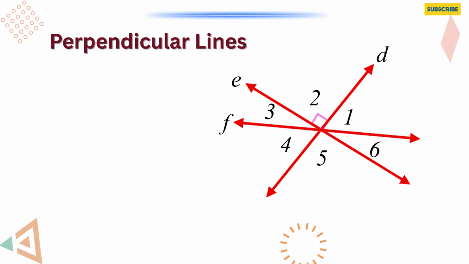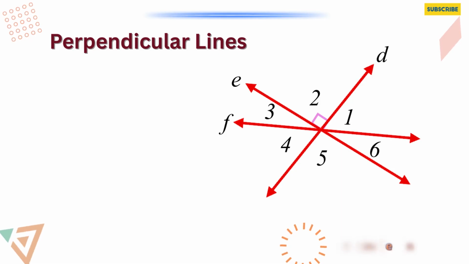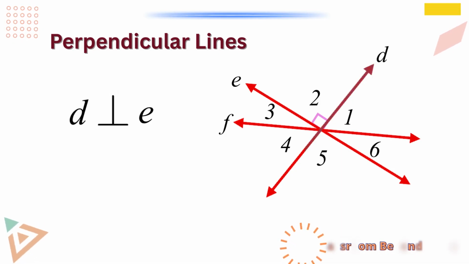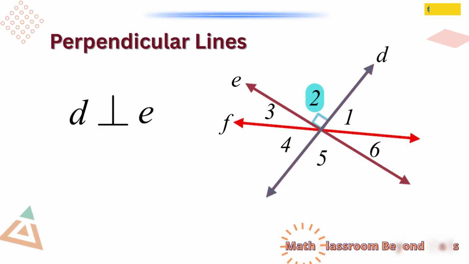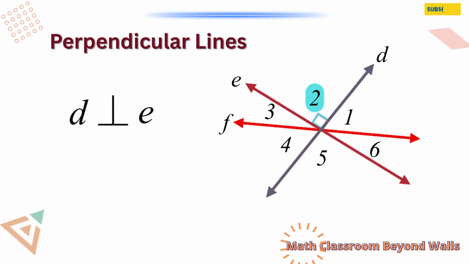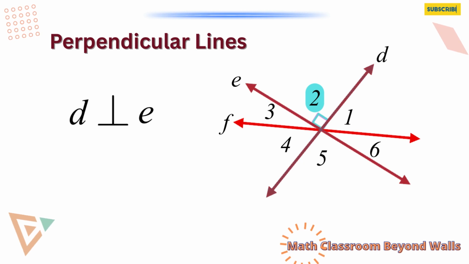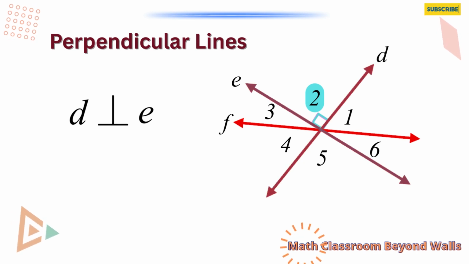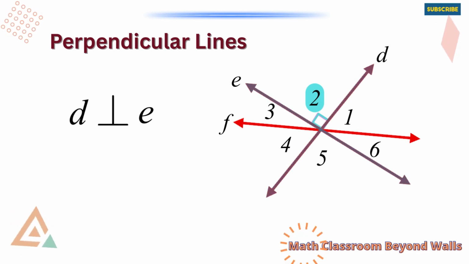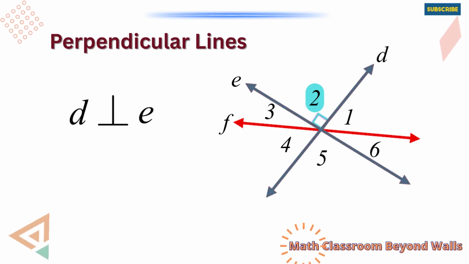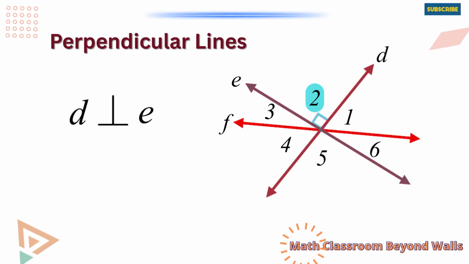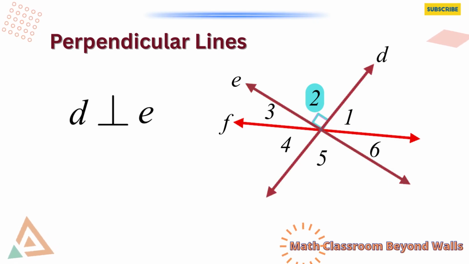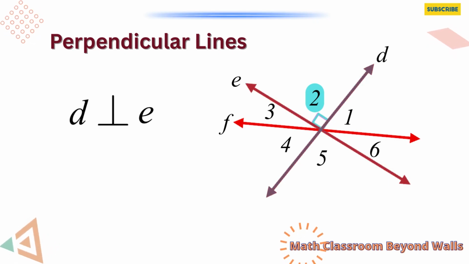Here, the diagram tells us that line D is perpendicular to line E because angle 2 is a right angle. Can you follow, learners? Since line D is perpendicular to line E, there are 4 right angles that are formed at their point of intersection. Do you agree, learners? Now, where are the other right angles? Only one is marked here. Let us locate them. Let's go.